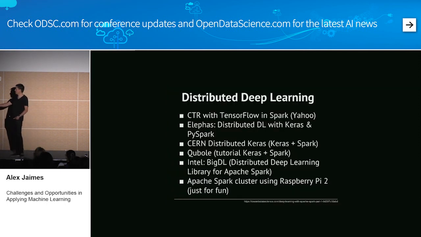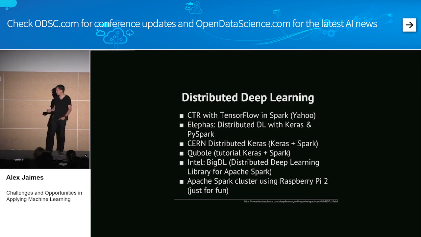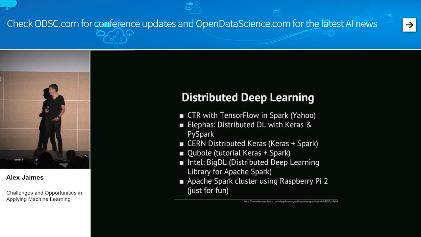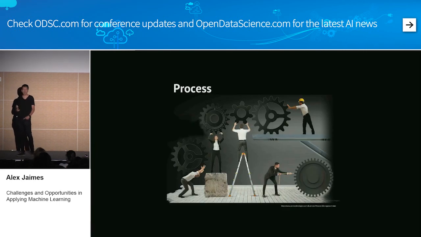So here are some pointers for some of the work in distributed deep learning. Intel has a framework called BigDL. There's some CTR work with TensorFlow from Yahoo. And there's a bunch of them. And then this is more of a toy problem, but you can actually run a cluster to do deep learning on Raspberry Pi 2, just for fun. I don't think you can do anything too significant with that.